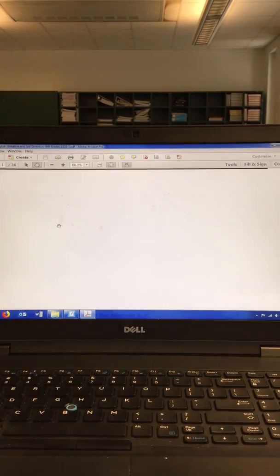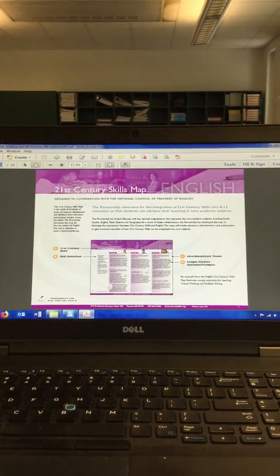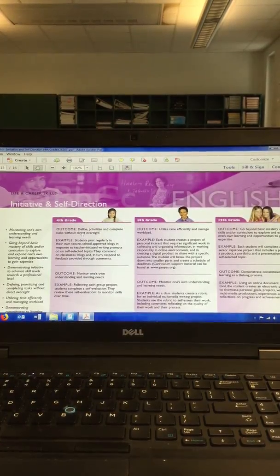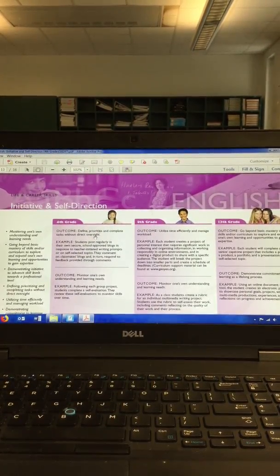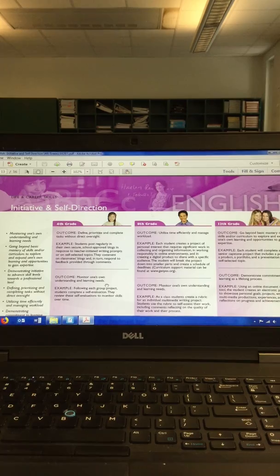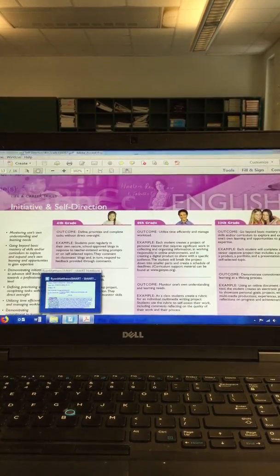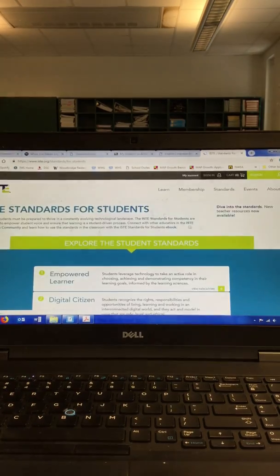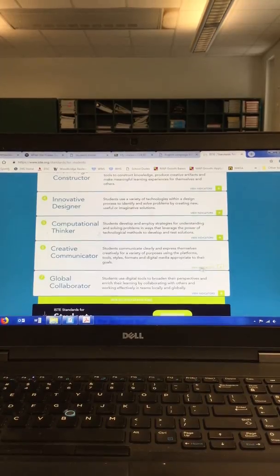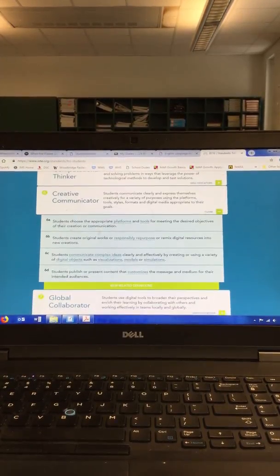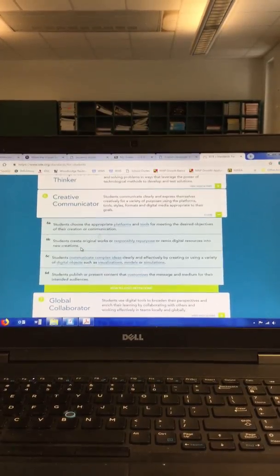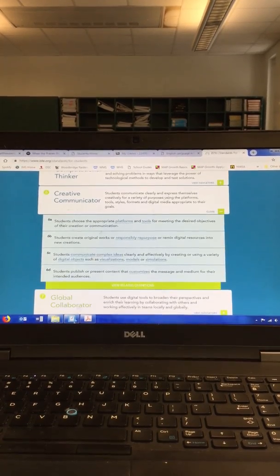Additionally, in the 21st Century Standards, on page 13, students will define, prioritize, and complete tasks without direct oversight, and monitor one's own understanding and learning needs. So the initiative and self-direction. And then lastly, the ISTE standards, number 6, creative communicators, specifically 6B, students create original works or responsibly repurpose or remix digital resources into new creations.